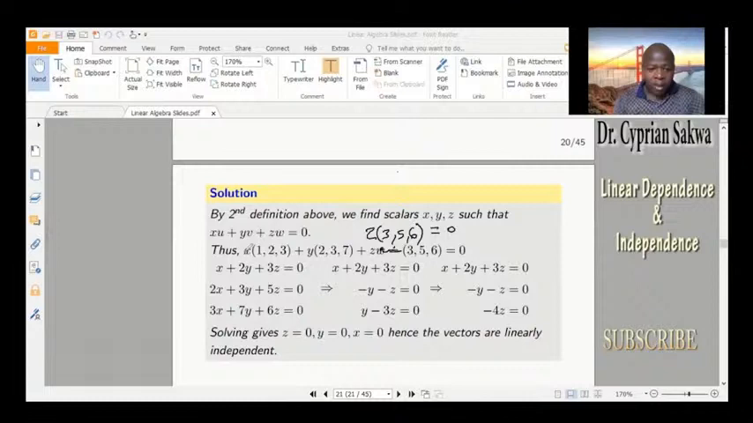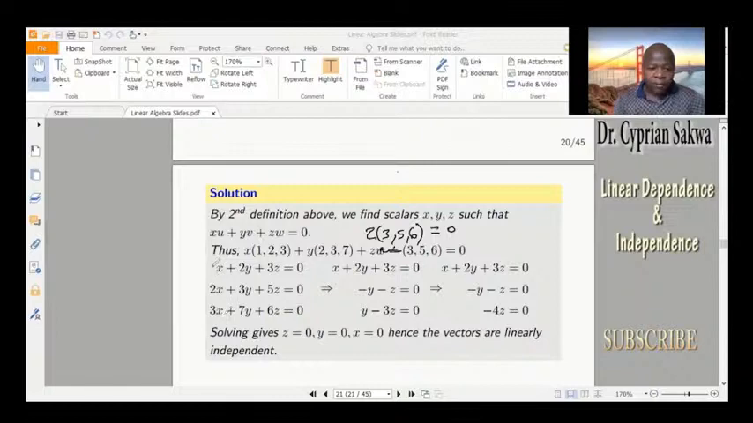X times the first element gives us x, y times the first element gives us 2y, z times the first element gives us 3z, and that equals 0. And then x times the second element, y times the second element, and z times the second element gives us 0. X times the third element is 3x, plus y times the third element gives us 7y, plus z times the third element gives us 6z, that's 0.